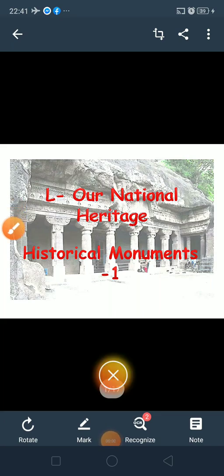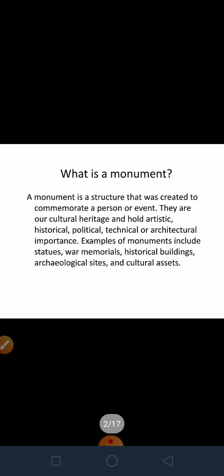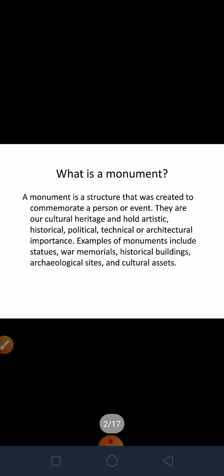Children, today we are going to discuss the monuments of India, historical monuments, a lesson on national heritage. First, we should know what a monument is. A monument is a structure that was created to commemorate a person or an event. They are our cultural heritage. They are the buildings from the past.